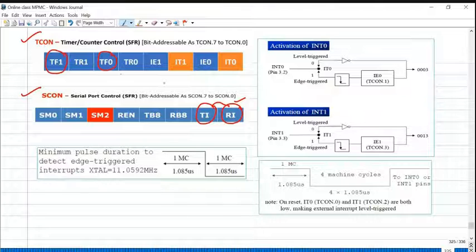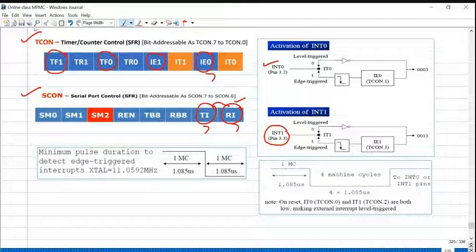Next, the serial and external interrupts. Whenever a byte of information is transmitted, this will be set. Whenever a byte of information is received successfully, this flag bit will be set. Similarly, if an external interrupt occurs through the particular pin INT0, then this external interrupt 0 flag bit will be set. Whenever the interrupt occurs through the INT1 pin, then the external interrupt 1 flag bit will be set.